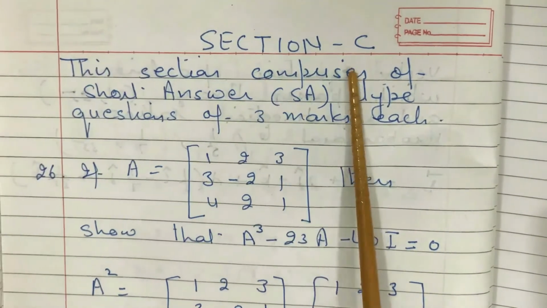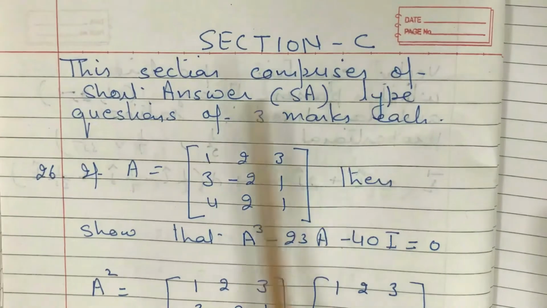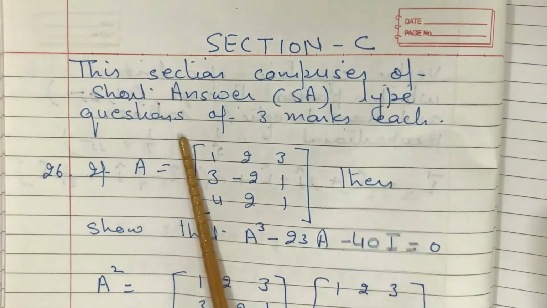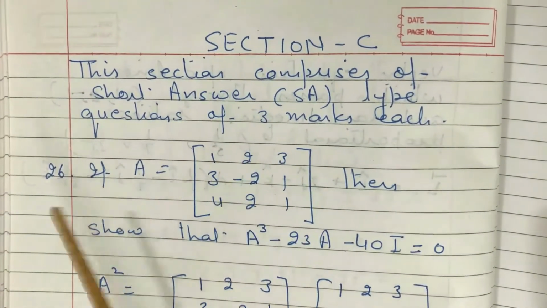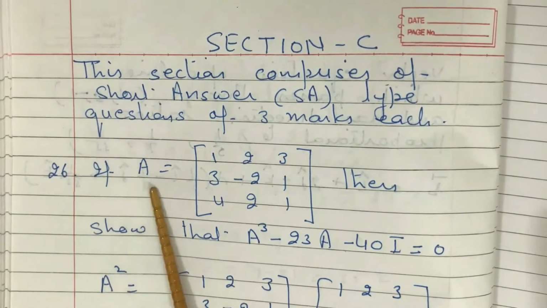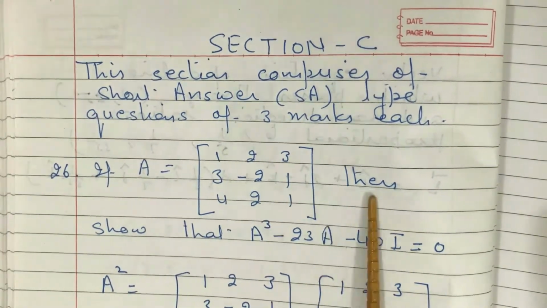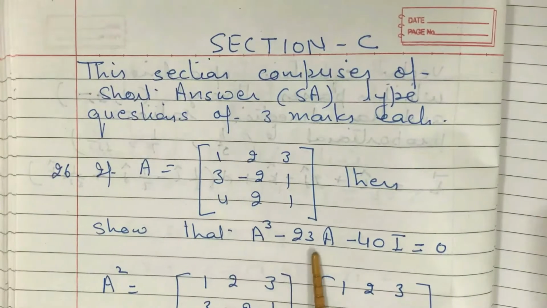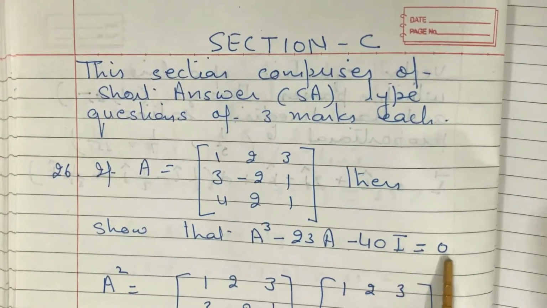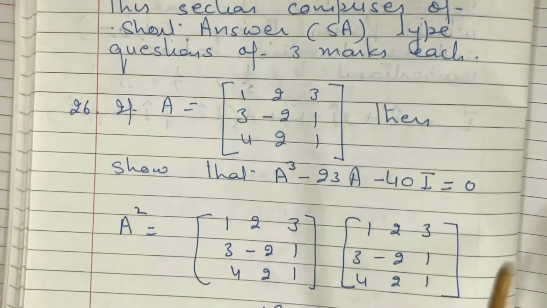Now section C. This section comprises of short answer type questions of 3 marks each. The 26th question is, if A is equal to this matrix, then show that A cube - 23A - 40I = 0. I think you all can do it.